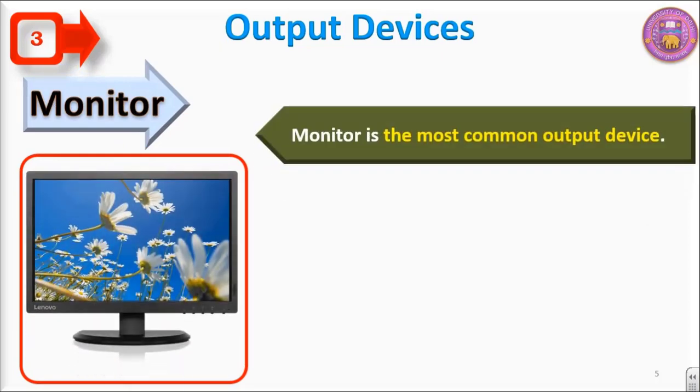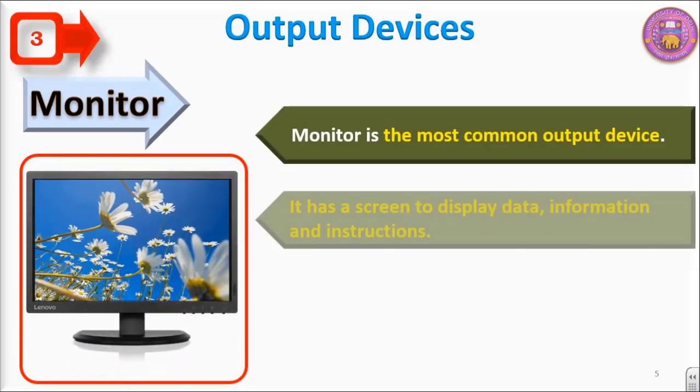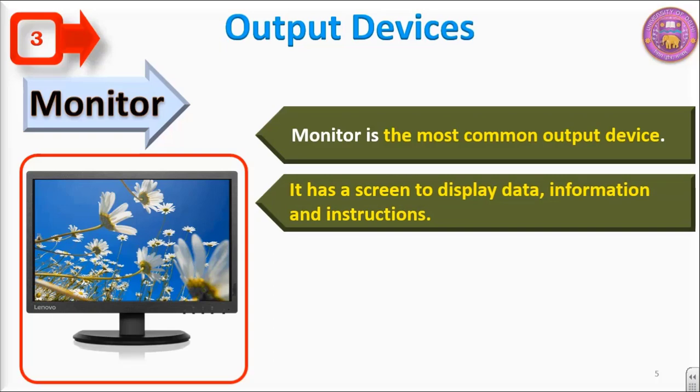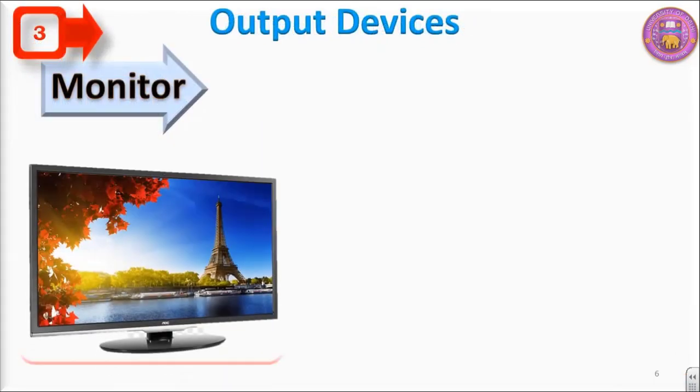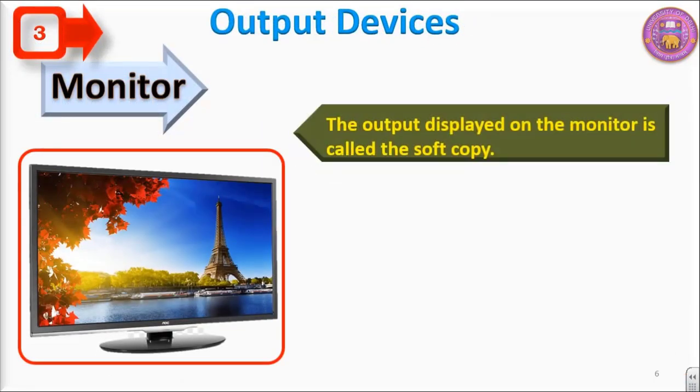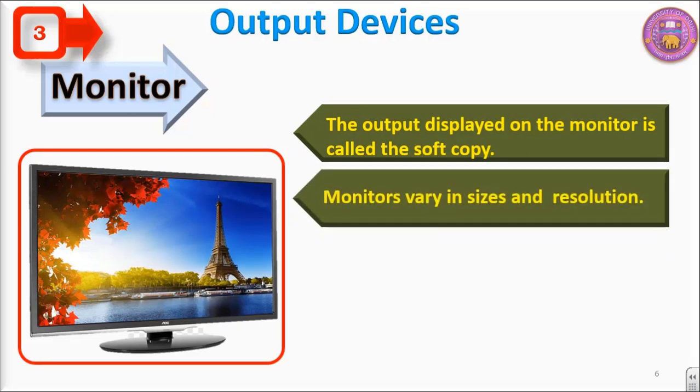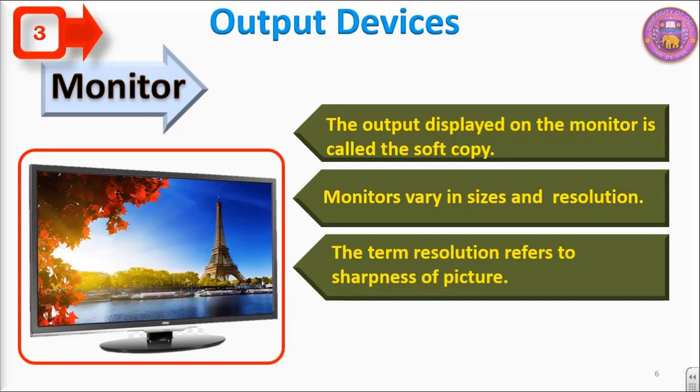Monitor. Monitor is the most common output device. It has a screen to display data, information, and instructions. Whatever you do with your keyboard and mouse, it appears on the monitor. The output displayed on the monitor is called the soft copy. Monitors vary in sizes and resolution. The term resolution refers to sharpness of the picture.